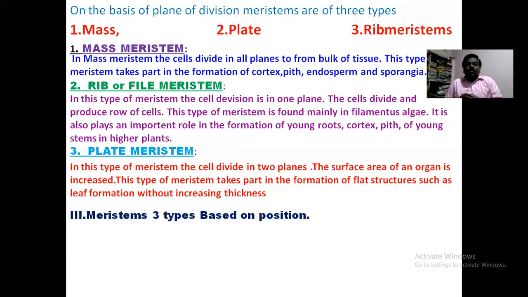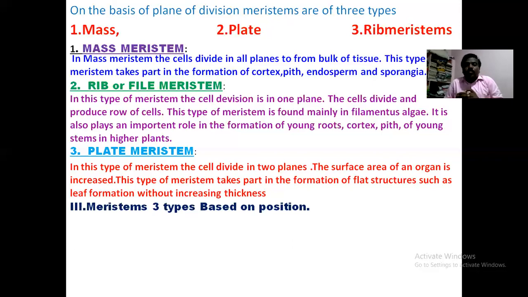The third type of classification of meristems is based on position. Number one is origin or development, and the second one is plane of division. There are three types: mass meristem, plate meristem, and rib meristem. And the third one is based on the position of meristems, which are also three types.